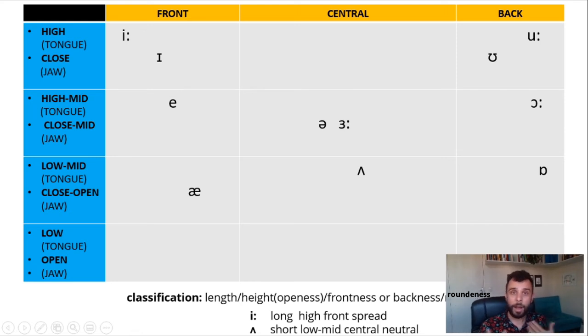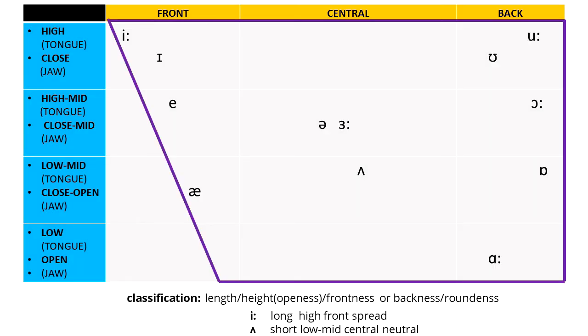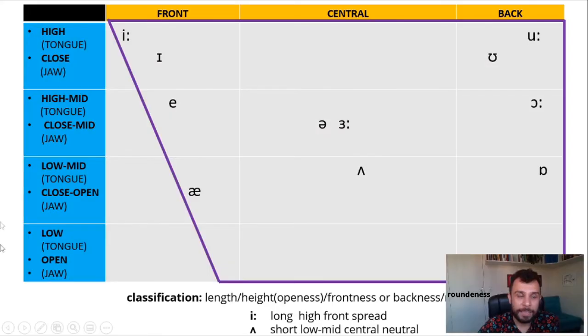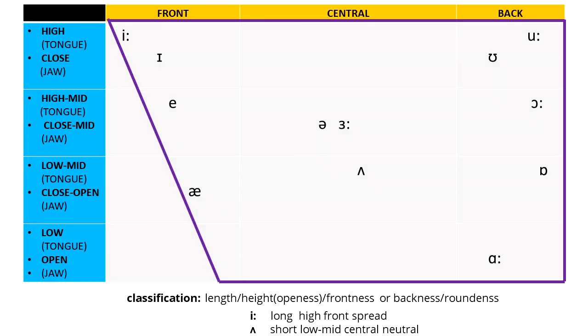You see how in this organization we have the trapeze here and how they are distributed in it. We consider frontness and backness, tongue height or jaw openness, right? And then we know that back vowels are round, front vowels are spread, and central vowels are neutral. Now let's talk about diphthongs.